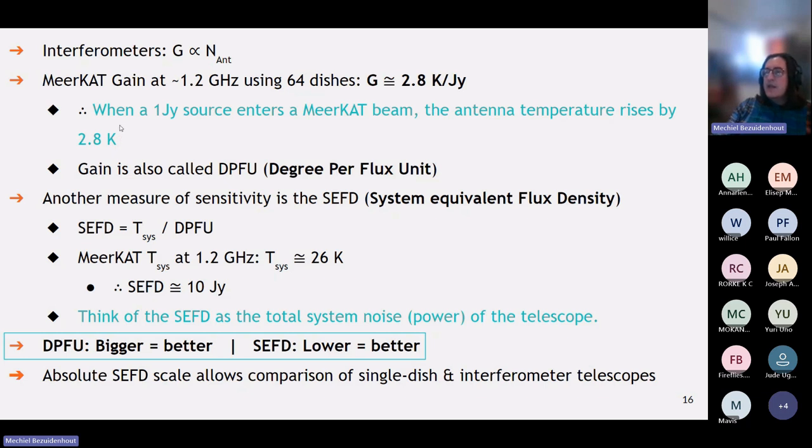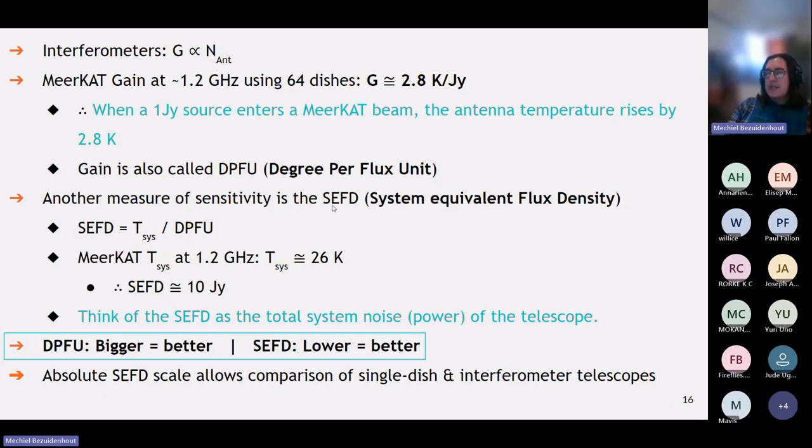And physically, that means when a 1 Jansky source enters a MeerKAT beam, the antenna temperature rises by 2.8 Kelvin, which is still a very small temperature, right? It's important to remember how low of temperatures we're talking about here. This is why the gain is also called, especially in the engineering world, the DPFU, the degree per flux unit.